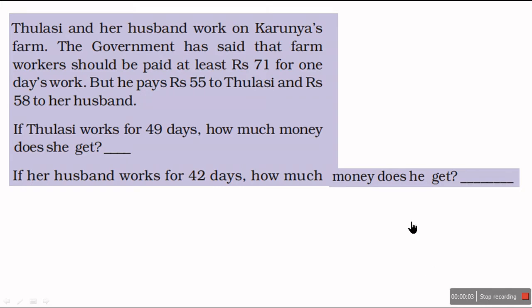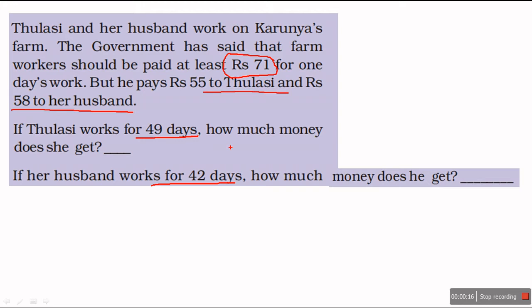Tulsi and her husband work on Karunya's farm. The government has said that a farm worker should be paid at least rupees 71 for 1 day's work, but he pays rupees 55 to Tulsi and rupees 58 to her husband. If Tulsi works for 49 days and her husband works for 42 days, how much money does she get and how much will he get? One thing is there, you can see the government has decided rupees 71, but Karunya is not paying as per government rule, meaning Karunya is exploiting Tulsi and her husband.